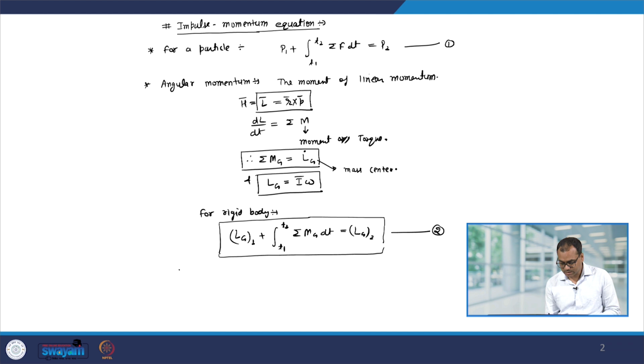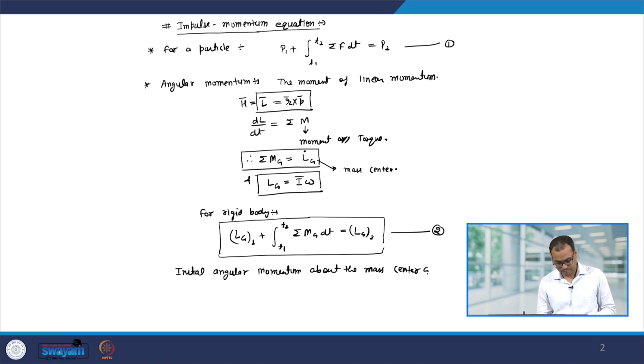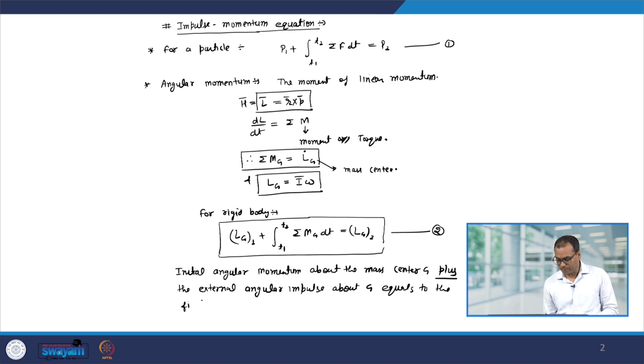So, this equation tells us that the initial angular momentum about the mass center G plus the external angular impulse about again G equals the final angular momentum about G.